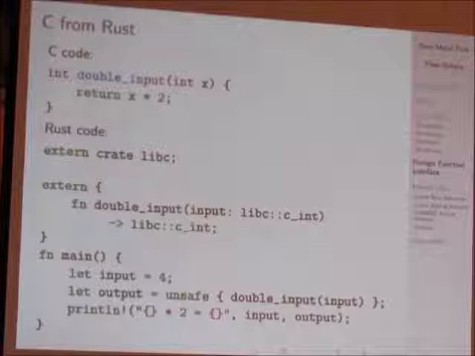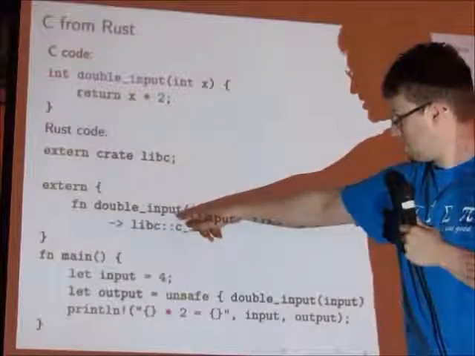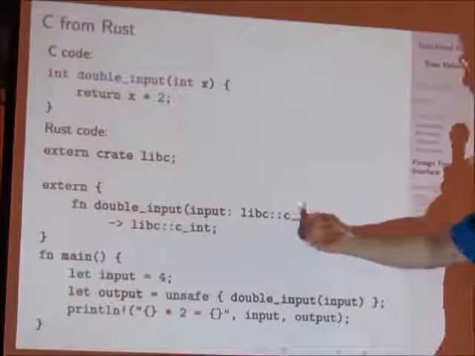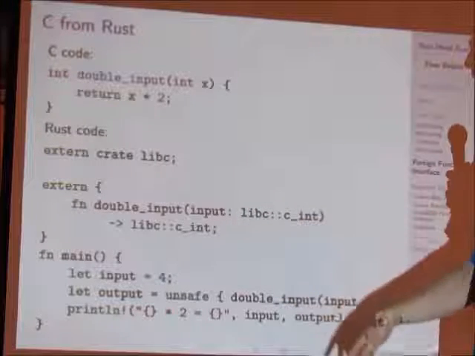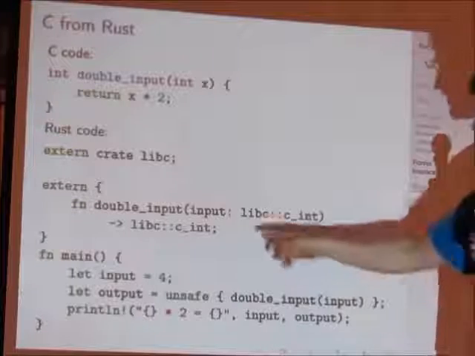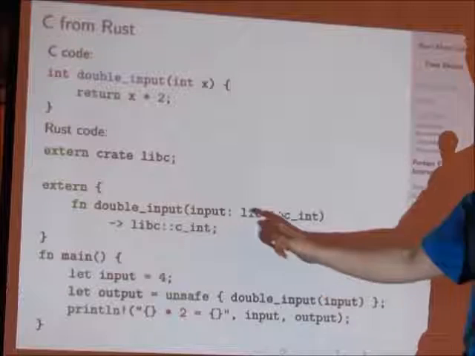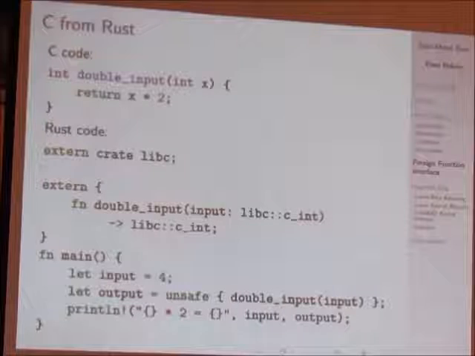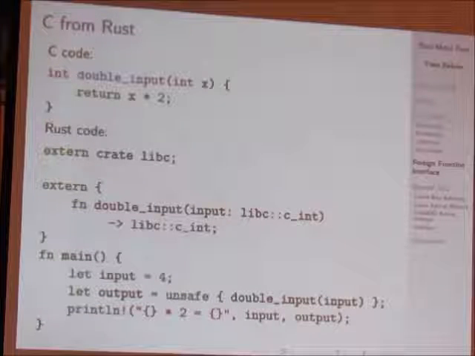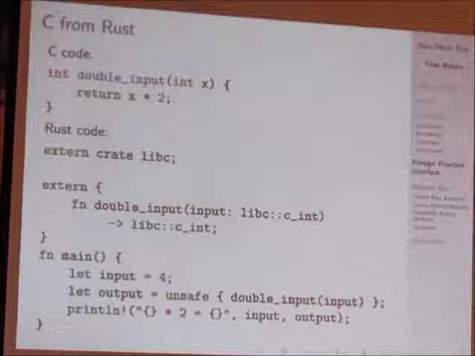So if I have some C code I want to call, I will say there's some external function called double_input, and it takes a C int and returns a C int, and that handles the typedef. And then when I want to call it, I just call it, and the only restriction is that you have this unsafe keyword, which I should have talked a little bit about, which marks it as not checked by the compiler. Because it's in C, you can't have the compiler check things for you.